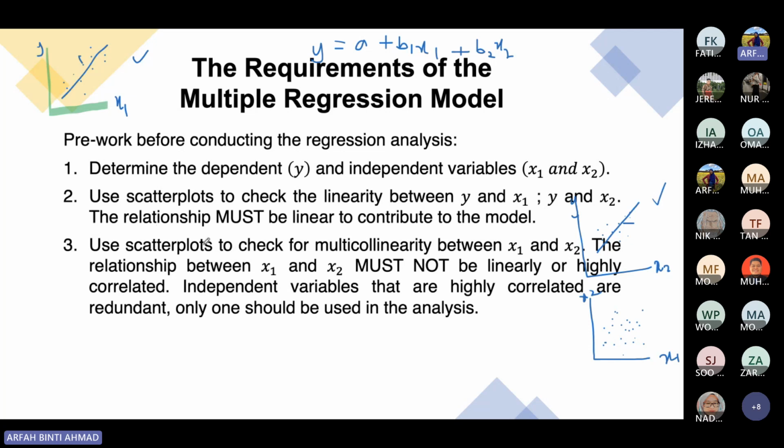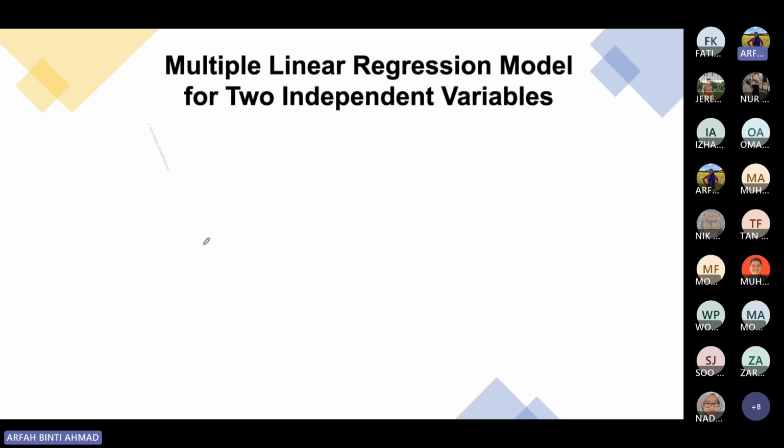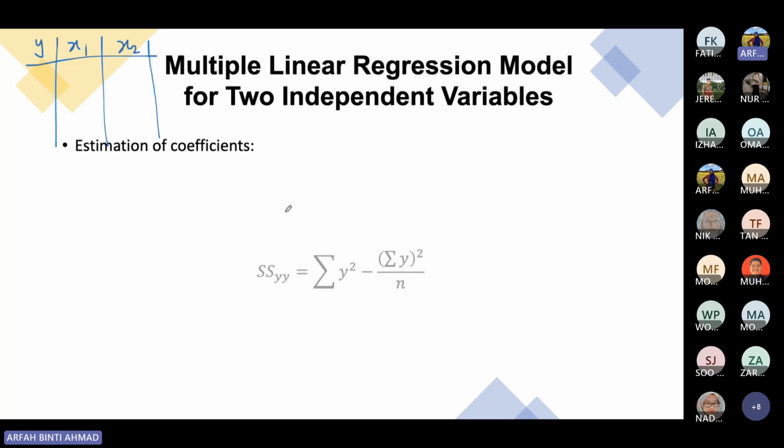Then let's take a look into the estimating of the coefficient. Because in your table, you are going to have this is your y, this is your x1, and this is your x2. Okay. If you refer to the previous model, simple linear regression, you are going to have SSXX, SSYY, and so on. The same goes for this one. You are going to have sum squared of y, so y squared, and summation of y to the power of 2 over n. So you are going to have one column for y squared over here.